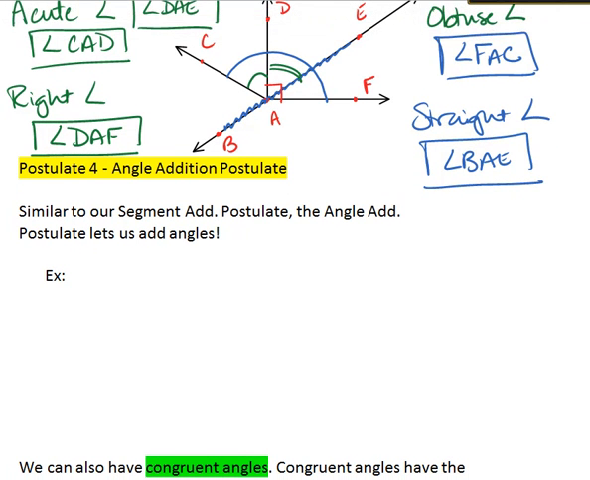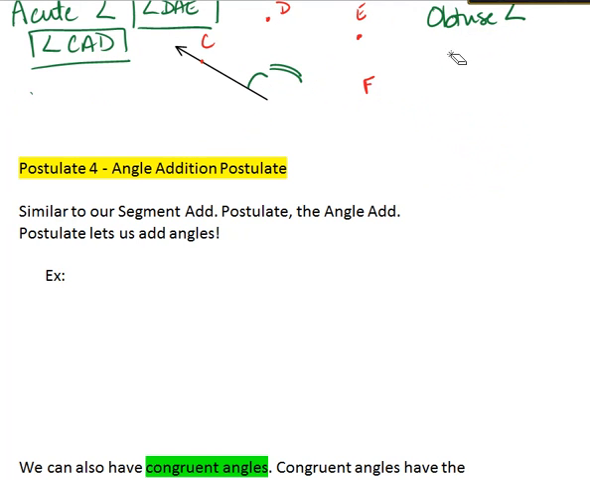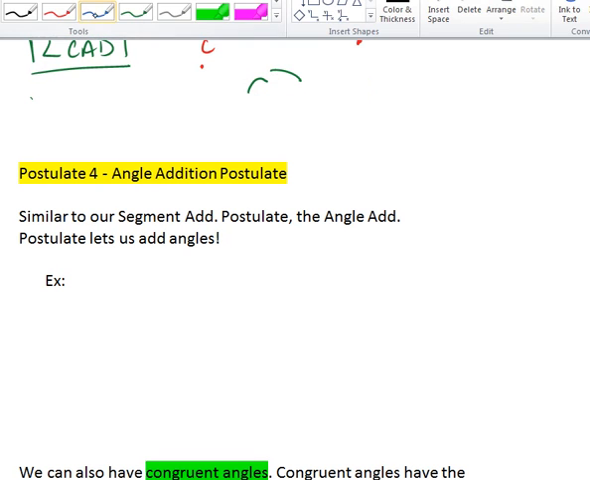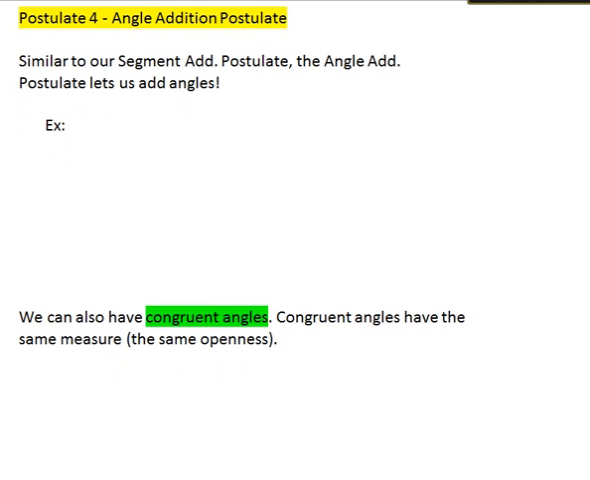Now let's move on to our next postulate. That's postulate 4, the angle addition postulate. This postulate is very similar to our segment addition postulate. It tells us that we can add angles. So for example, we have angles.